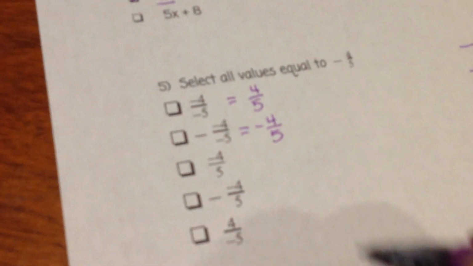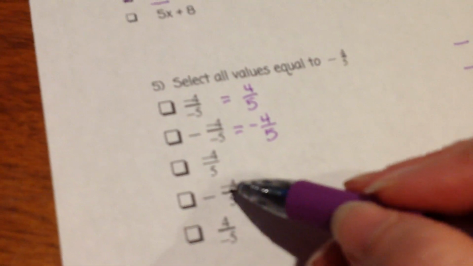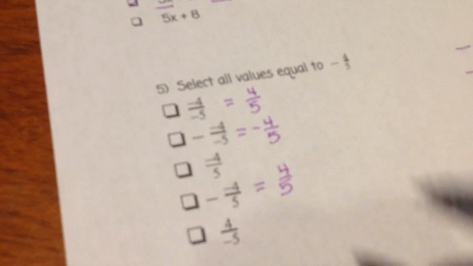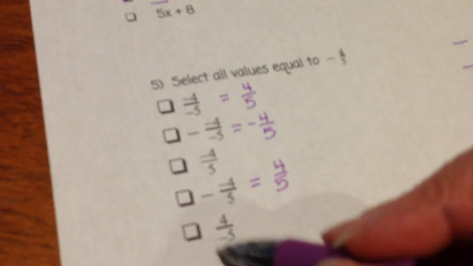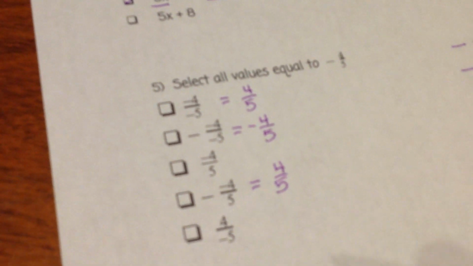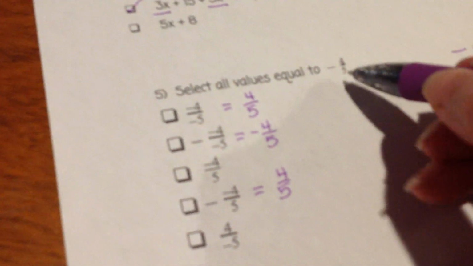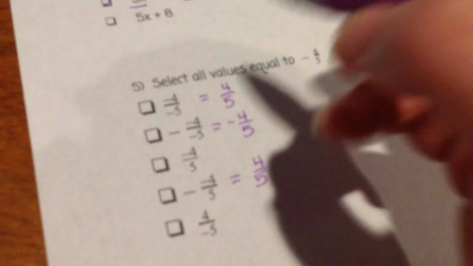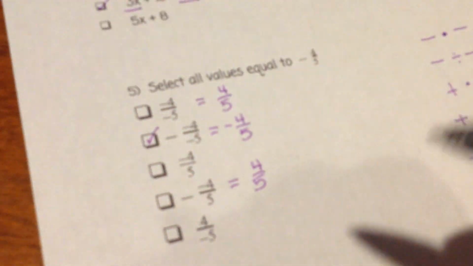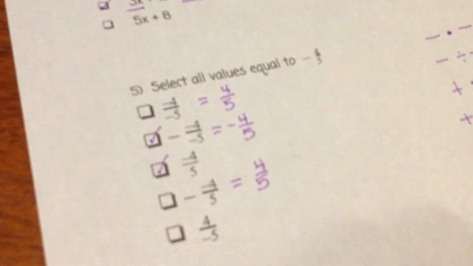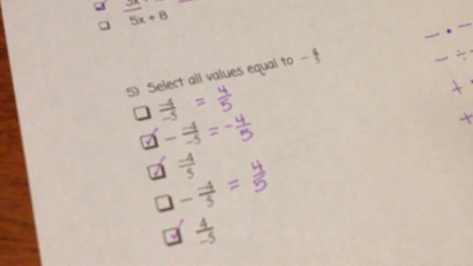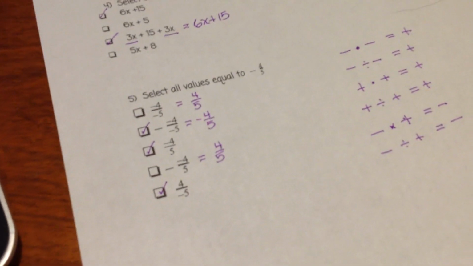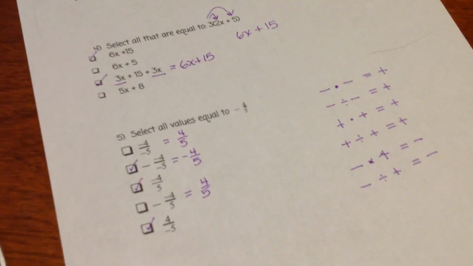This is just negative. This is a negative times a negative. That's going to be positive. That's just got the sign in the denominator. That means it's negative. So if I want things that are equal to negative 4/5, I'm going to check this one, and that one. So that's our equivalent expression review.